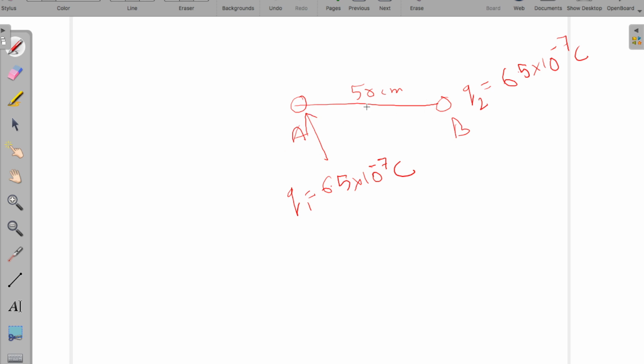Now it is asked in the question what will be the mutual electrostatic force between the two metallic spheres. It also says the radius of the metallic spheres is so small as compared to the distance between the two charges, so we will consider them as point charges. We'll consider it is like a point charge.